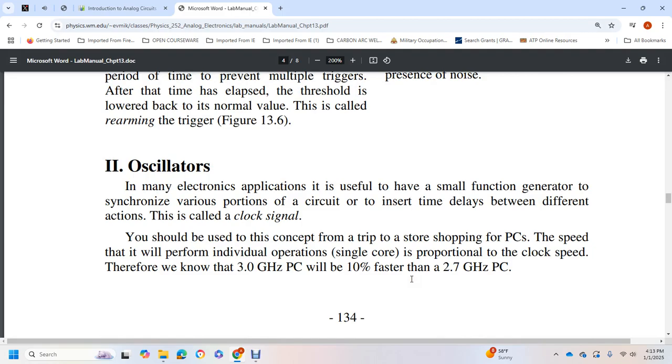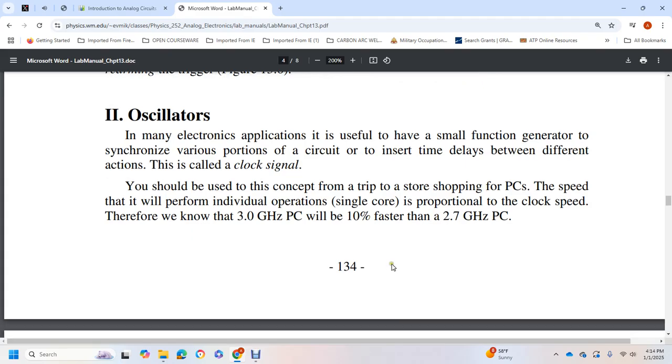Oscillators. In many electronics applications, we use a small function generator to synchronize various portions of circuits and insert time delays between different actions. This is called a clock signal. Consider the example of the clock speed of a PC. A PC performs an individual operation in a single core, with speed proportional to the clock speed. Therefore, a 3.0 gigahertz PC will be faster than a 2.7 gigahertz PC.